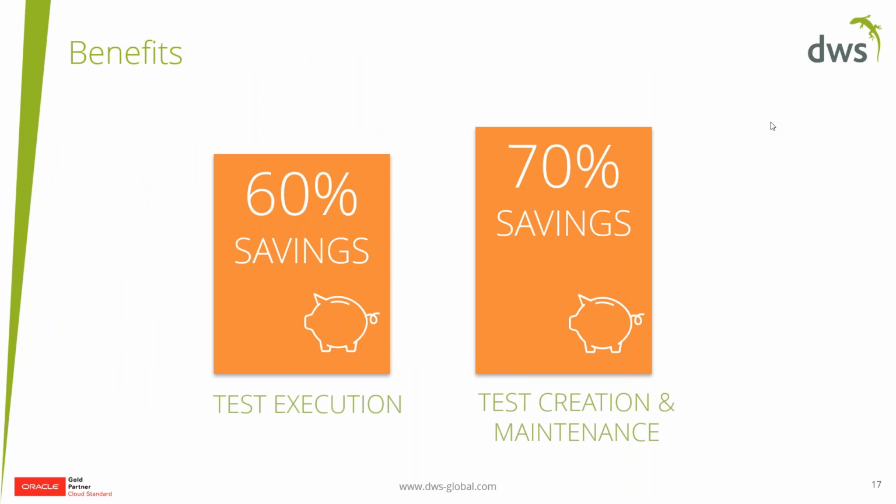So when we think about the benefits, it's pretty straightforward. Besides making life easier on your team, ultimately, the people that are leveraging Dimension SwiftTest from a test execution standpoint are saving up to 60% of the time, every time they're running a test, which is huge, and even more so when they're needing to create or maintain those tests.